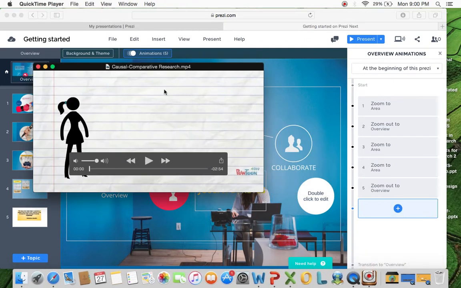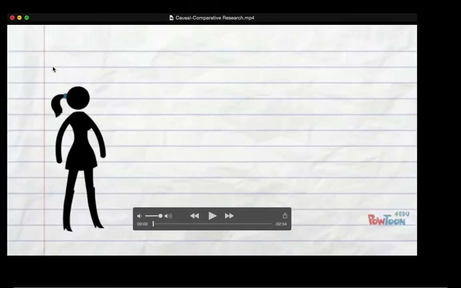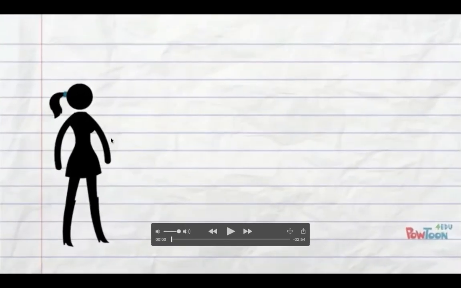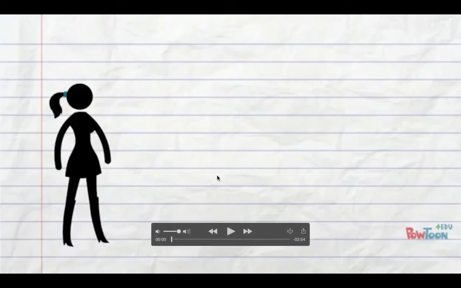This video, produced by Powtoon Animation, gives you a clear idea of what causal comparative research and correlational research are all about. So, upon watching this video, please read the following text. Here we go.